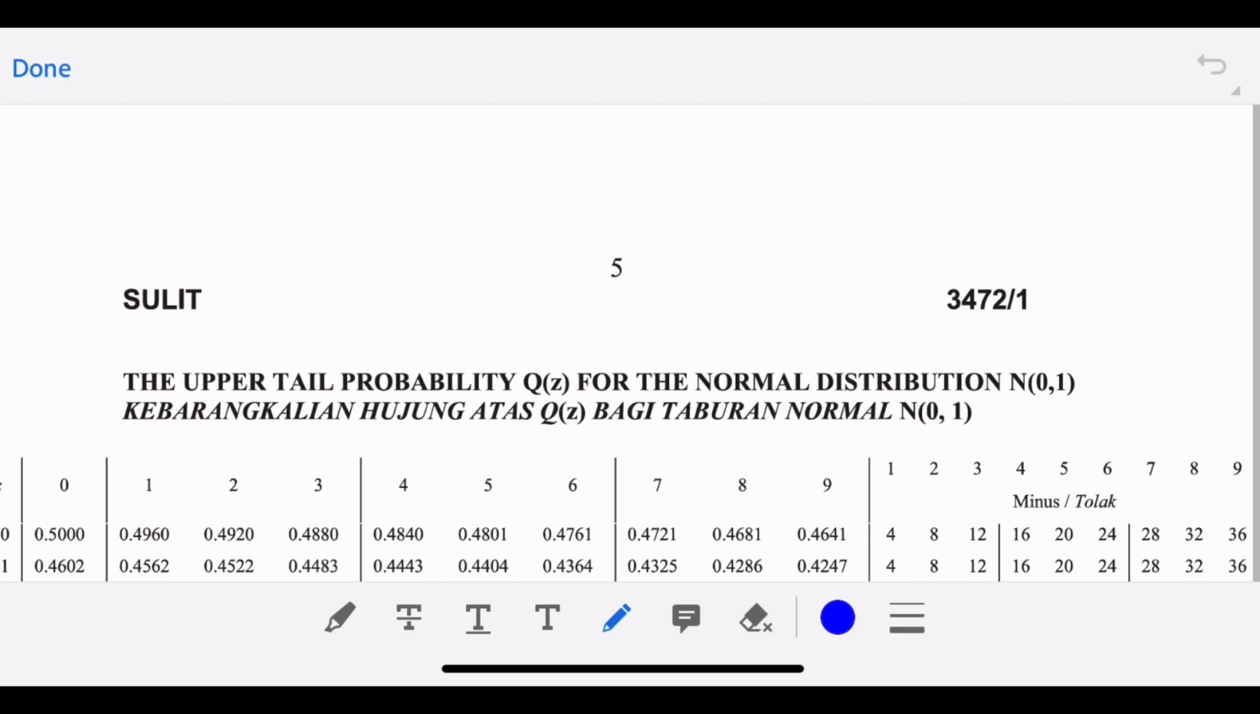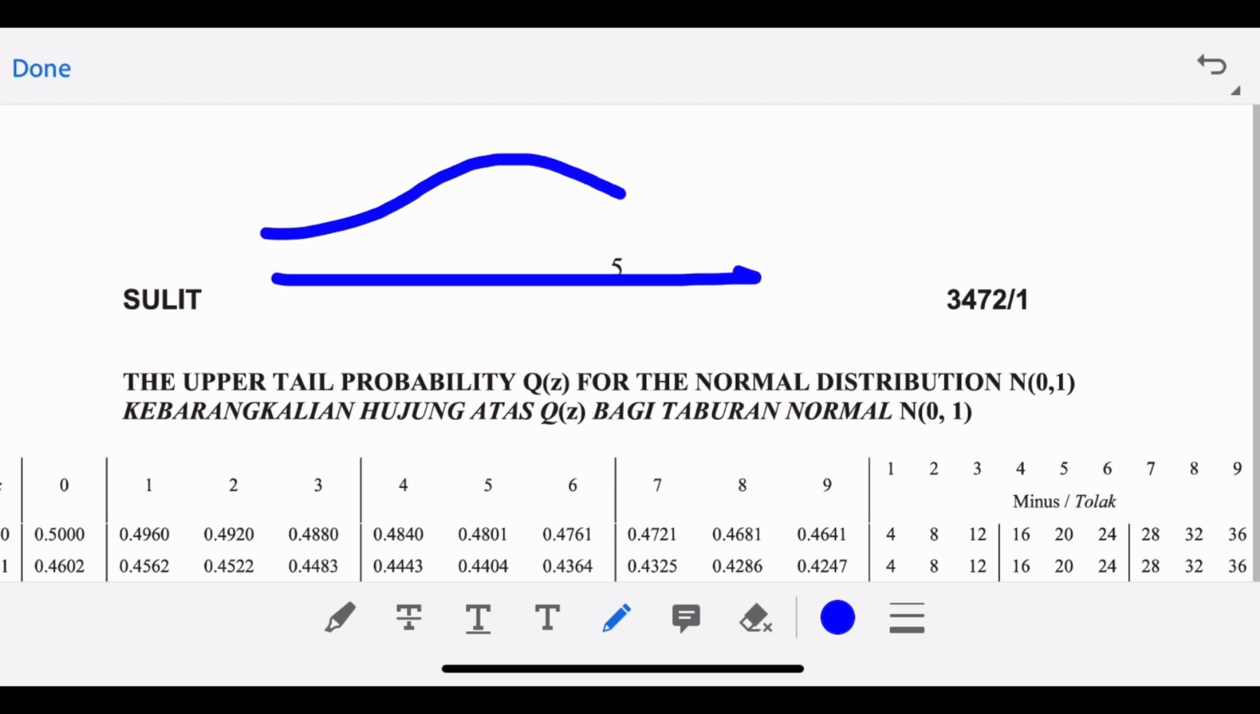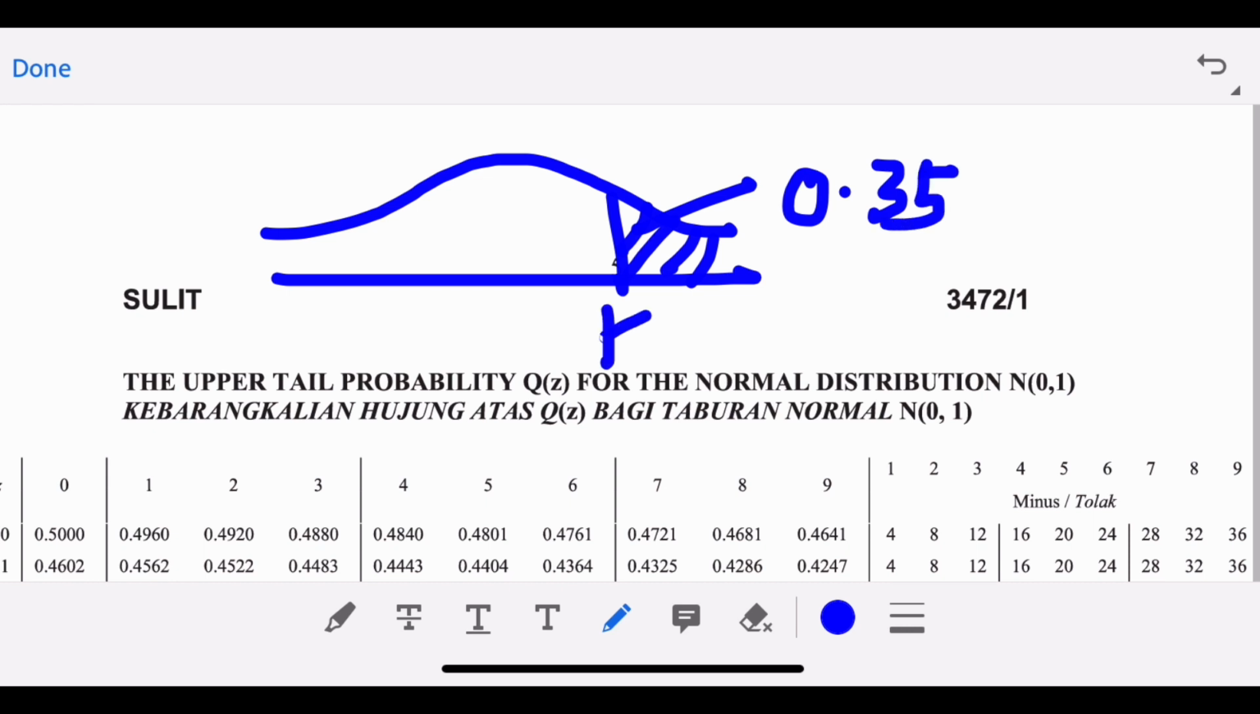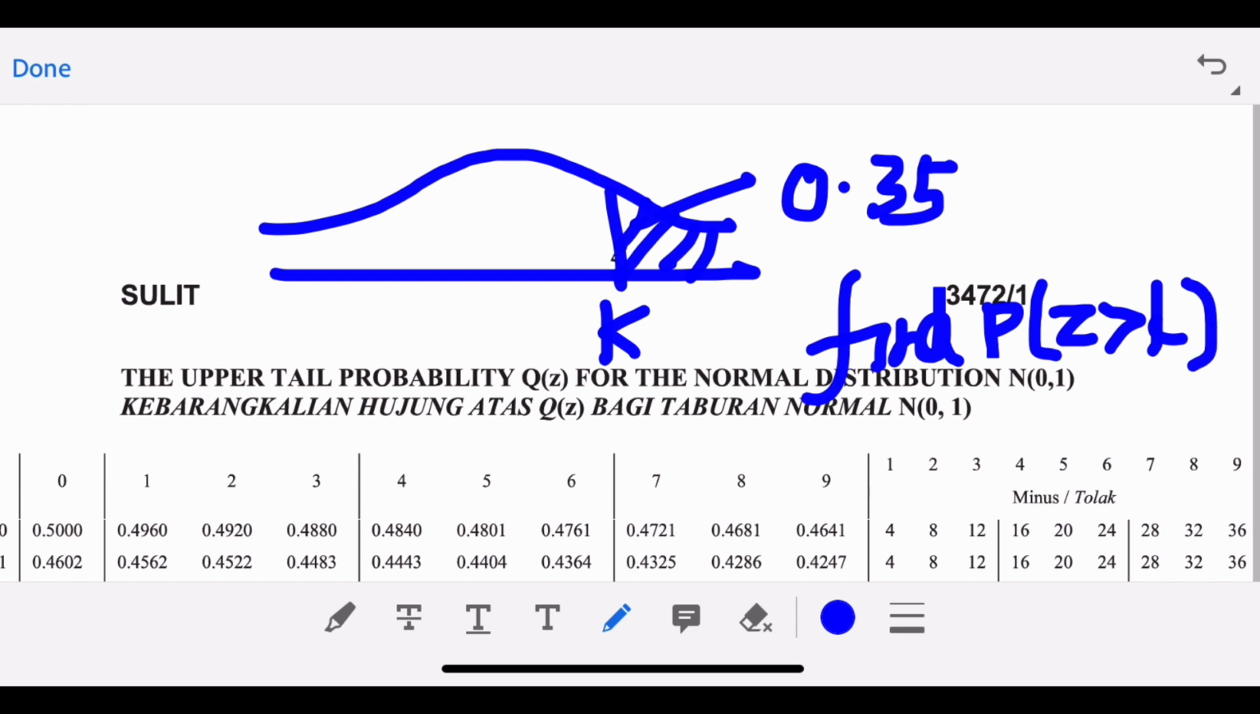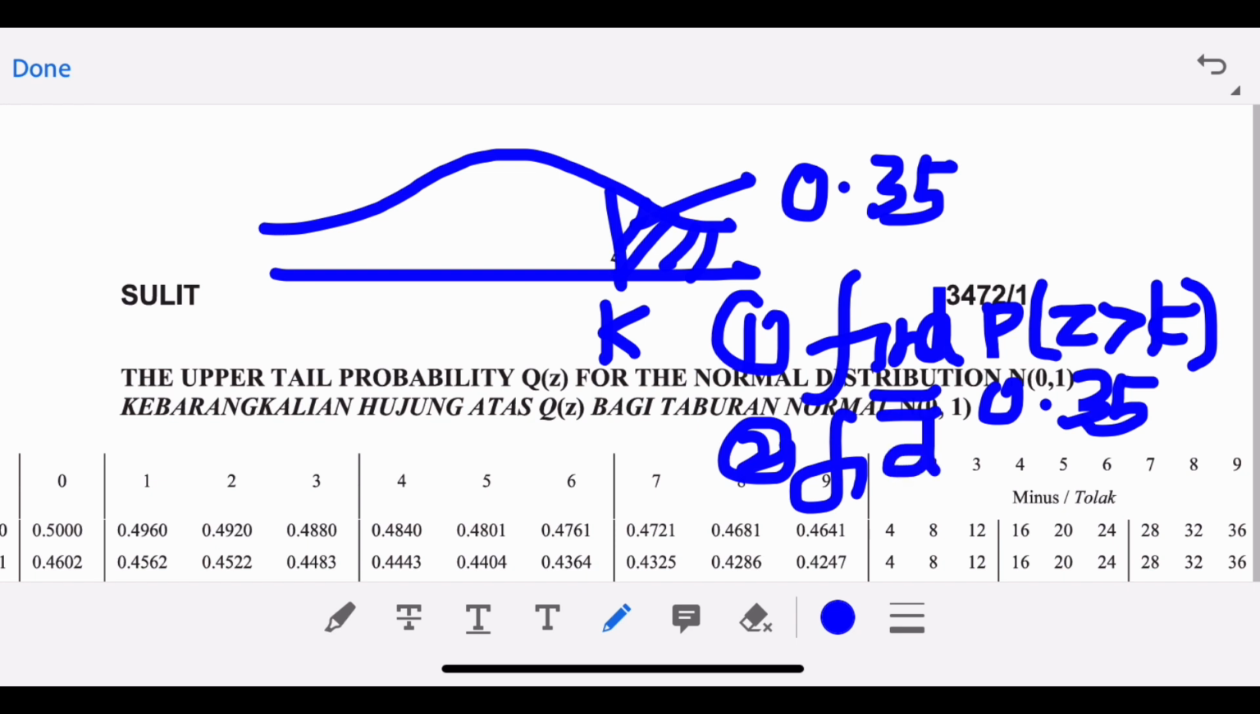Hello students, I just received a call asking me to revise how to find the z-score if given the area of the bell shape. Let's say the area given is 0.35 and you are asked to find the probability for z more than k. For this one, you don't have to find the inverse.